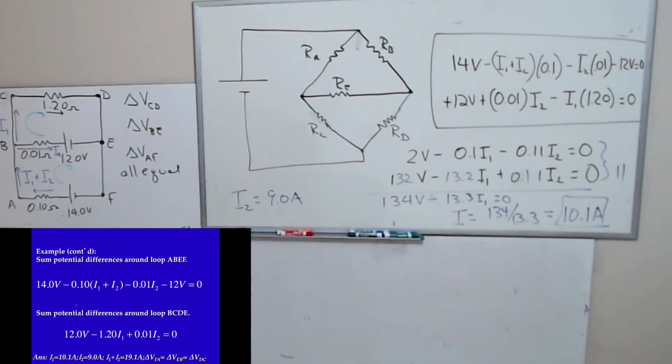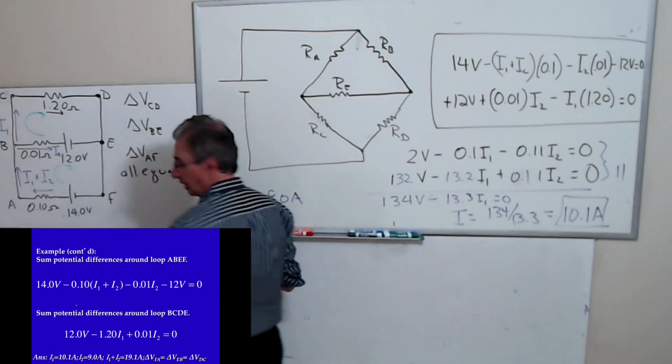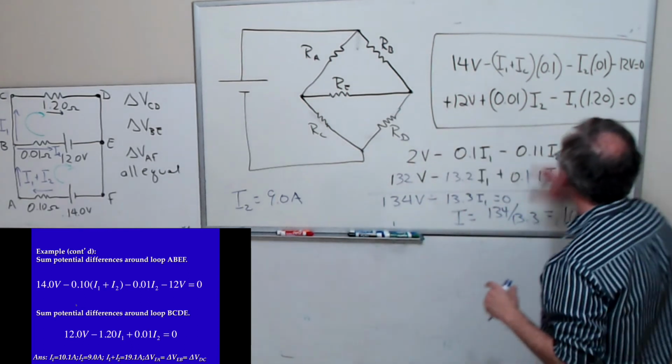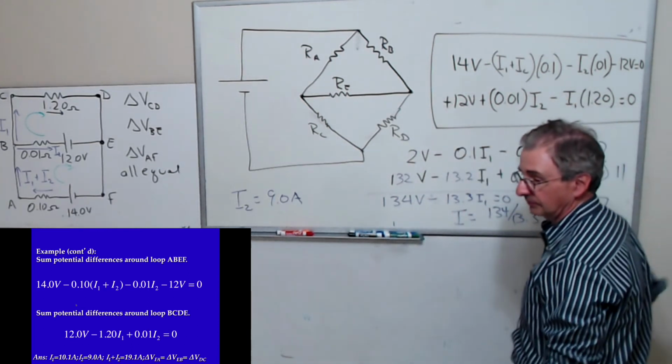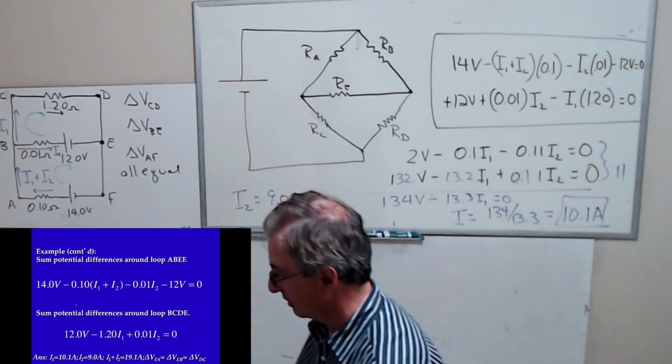Oh, how do you know if you've done a redundant loop? That's a good question. If I wouldn't have applied the current rule, you would get 3 loops, because the third loop is basically this big one. And you would find that the third equation would be the sum of these two.